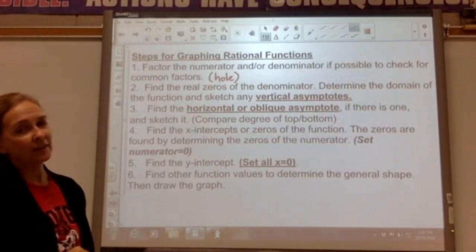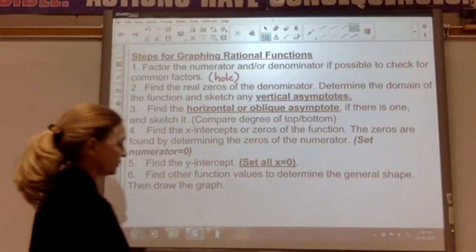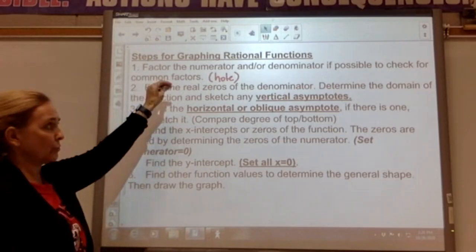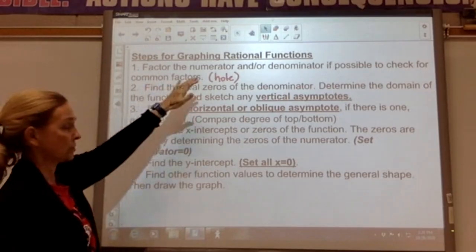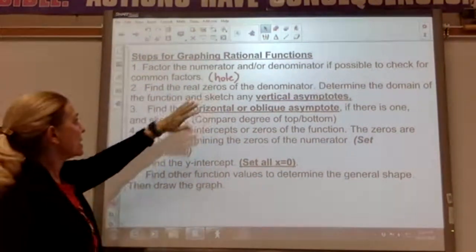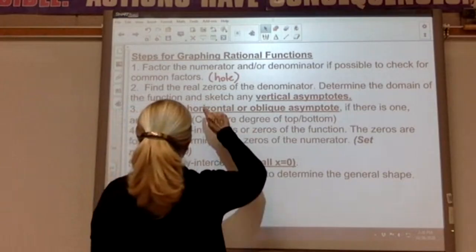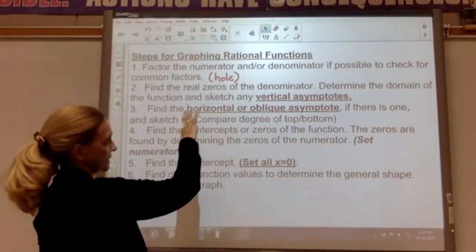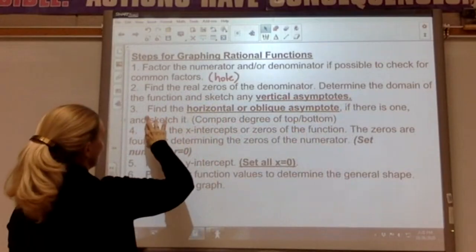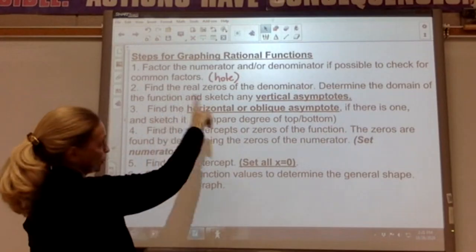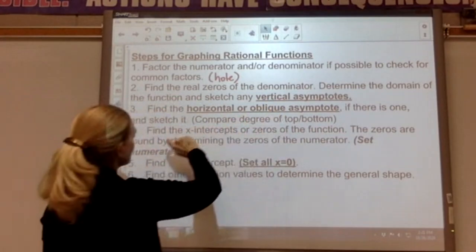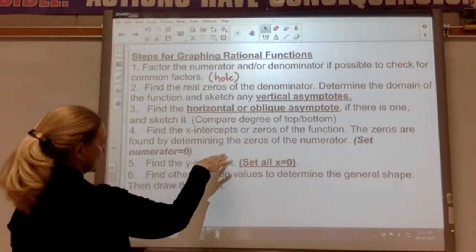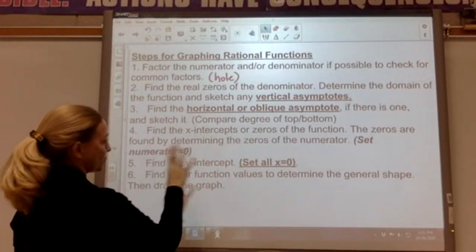All right, now these are all the steps that you go through to graph one of these rational functions. So you start off by seeing if you can factor the numerator or denominator, because we need to check to see if there's a common factor, which would leave us a hole. All right, then it says find the real zeros of the denominator. Basically, you're going to set the denominator equal to 0 and solve. And so this is going to give you your domain and your vertical asymptotes. Then you're going to find the horizontal or oblique or slant asymptotes by looking at the degrees. Then you find the x-intercepts. Then you find the y-intercepts.